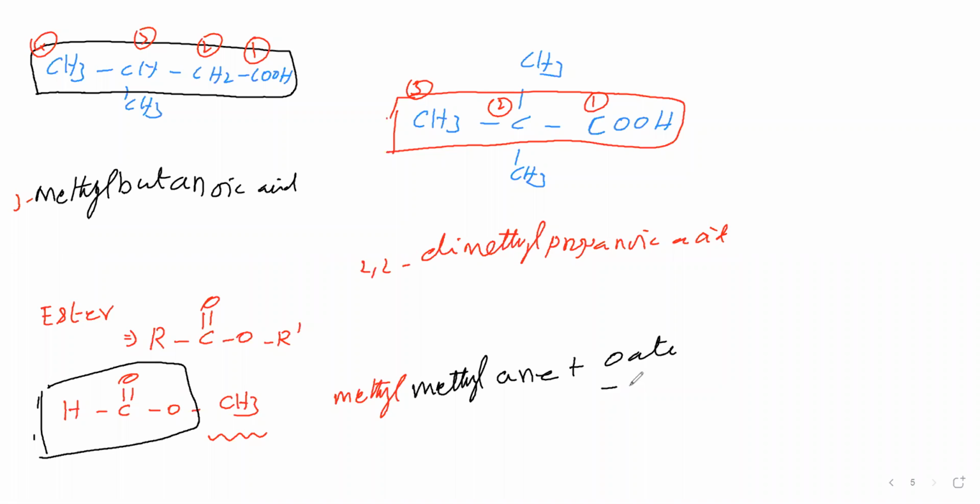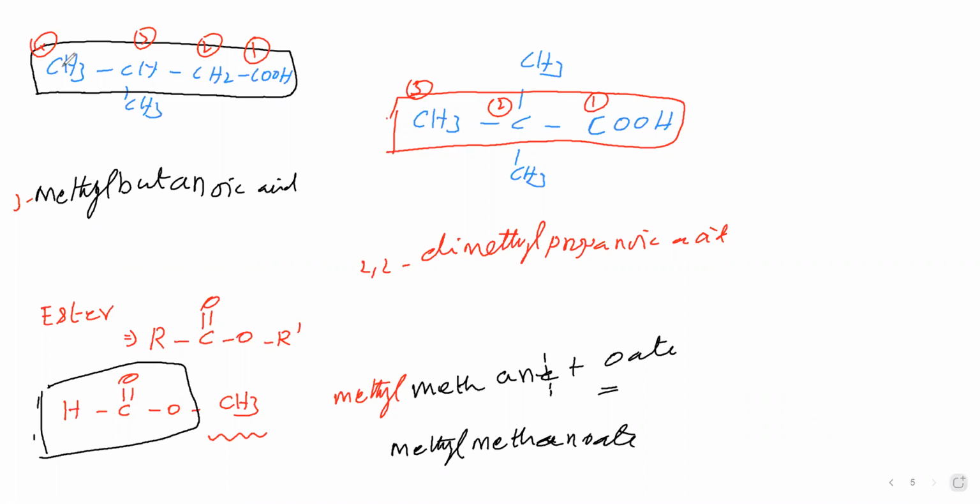In the secondary suffix, the first letter is a vowel sound, so the primary suffix's last letter we drop. Therefore, methyl methanoate. Methyl methanoate is the name of this compound. Okay, so IUPAC name is like this, methyl methanoate for this ester. Okay, in the ester we will continue some other molecules.